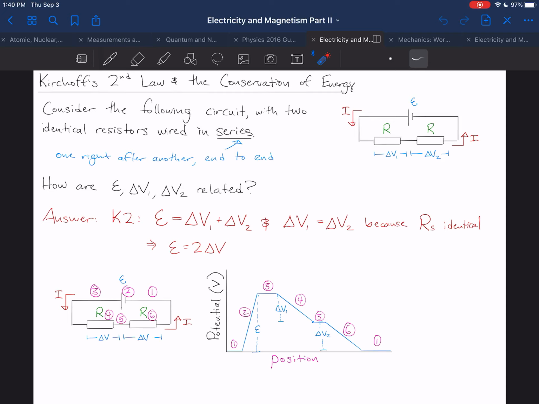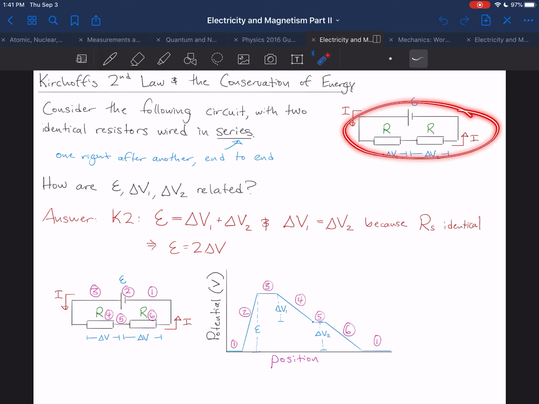Consider the following circuit with two identical resistors wired in what is called series. Recall that series means one right after another, sort of end to end. Well, if this is our circuit now, so now we have two resistors, how are the EMF and then delta V1 and delta V2 related? Well, if we apply Kirchoff's second law, then the EMF in this loop, right? So we go around the loop once, that EMF has to be equal to the potential drop across the first resistor and across the second resistor.